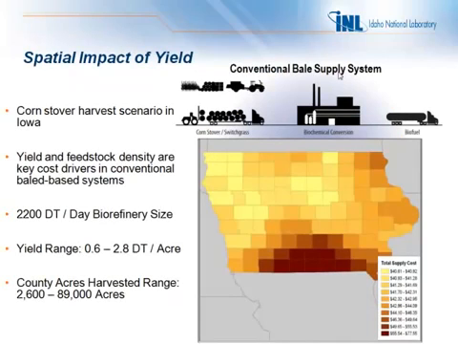Within the conventional system, yield and feedstock densities are the key drivers for cost. Here we're looking at the spatial impact of yield for a corn stover harvest scenario, and this is using the no-till scenario from the previous slide.